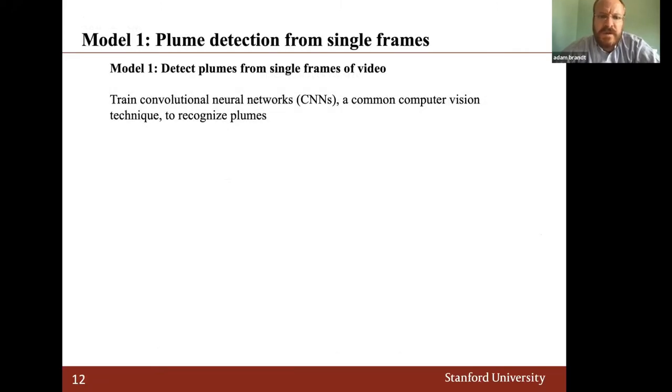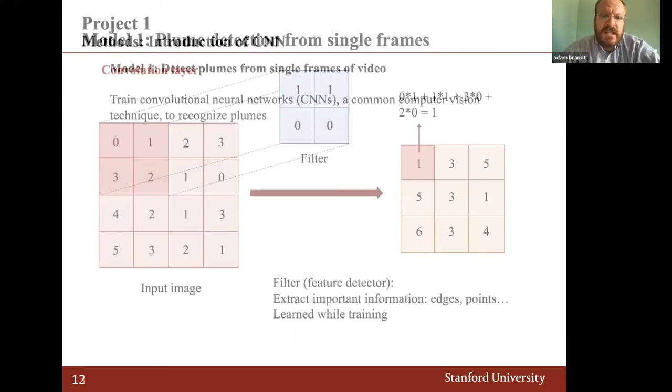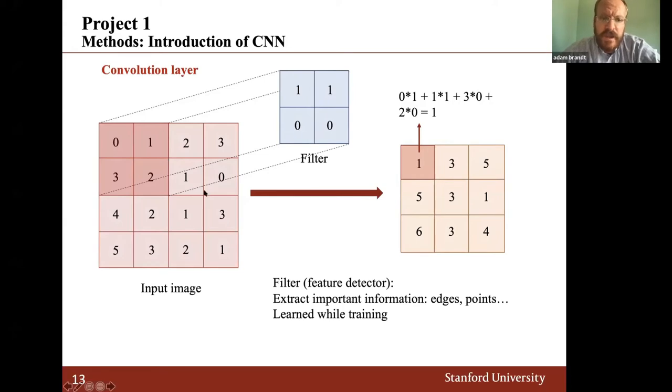Okay, so model one is plume detection. The idea was to train convolutional neural networks, a common computer vision technique, to recognize plumes. So what does a convolutional neural network do? On the left here, we have an input image. This is a set of pixels, numbered 1 to 5 here, but you'd have a 0 to 255 level of gray. You have something called a filter. A filter is basically like a miniature eye that scans over the image. In this case, the filter multiplies, with ones on top and zeros on the bottom. It does what's called a Hadamard product, basically a product sum of this times this. Actually, let's just do it.